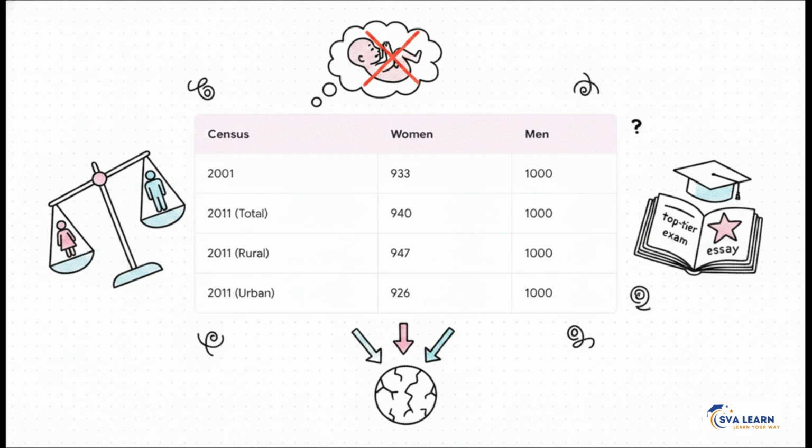If we look at the raw data from the 2001 and 2011 census, it tells a really clear story. If you get an essay question on the effects of female foeticide, memorize just one or two of these data points to use. For example, in 2011, for every 1,000 men, there were only 940 women overall. And get this, it was just 926 in urban areas. Drop this exact census data into your essay to visually prove to the examiner exactly why female foeticide is a full-blown crisis, causing a massively imbalanced gender ratio. Doing that elevates your answer from just good to absolutely top tier.